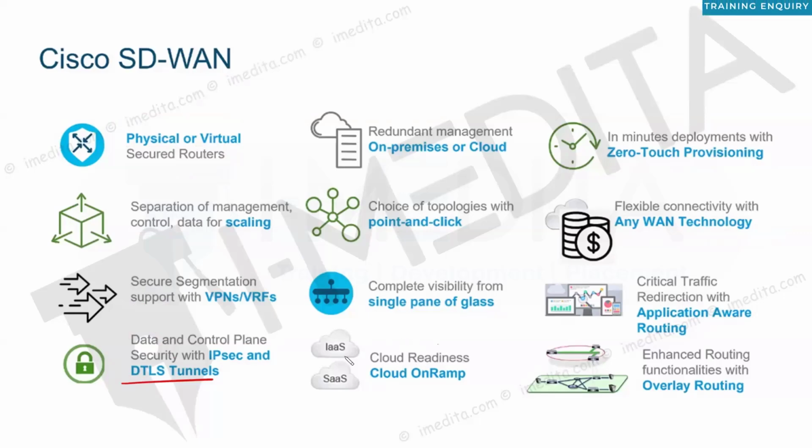Cisco SD-WAN is cloud ready. It is ready to adopt the cloud. Why? Because with Cisco SD-WAN, you can integrate your SD-WAN infra with the cloud infrastructure, whether it is IaaS, infrastructure as a service, or if you want to integrate your Cisco SD-WAN with SaaS-based applications like Office 365 or Dropbox or Salesforce, you can do that. So your routers are ready to adopt the cloud technologies.